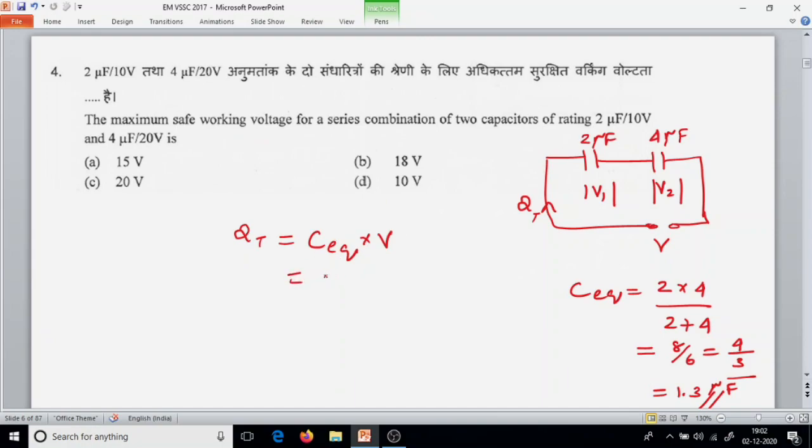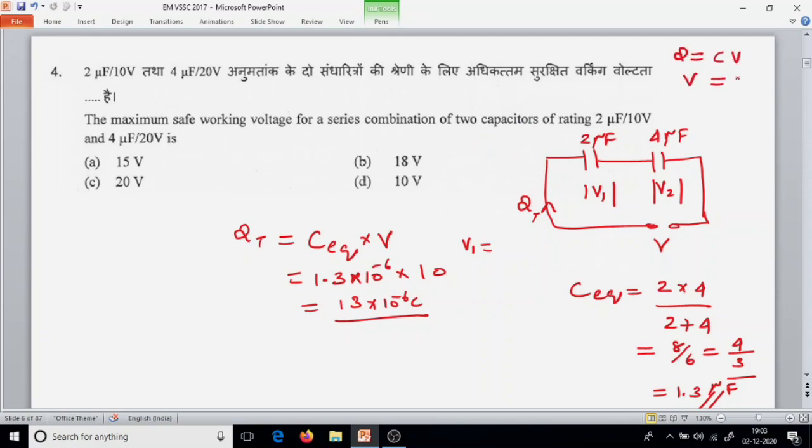If I take 10, what happens? C equivalent value equal to 1.3 microfarad, that is 1.3 into 10 to the minus 6. I am taking 10 volt. So I will get 13 into 10 to the power minus 6 coulomb. Now I want the voltage drop. Now I will find out V1. Q equal to CV.